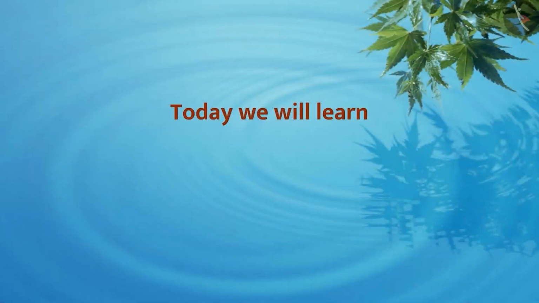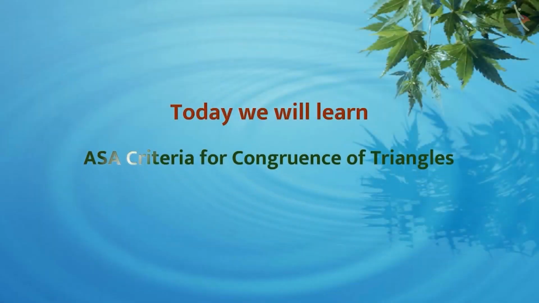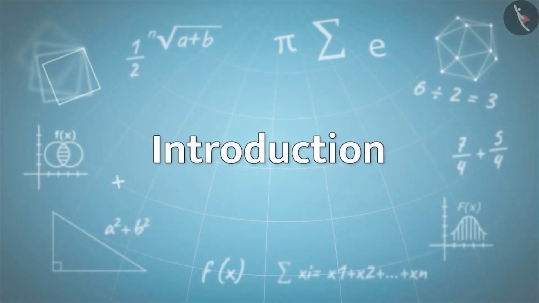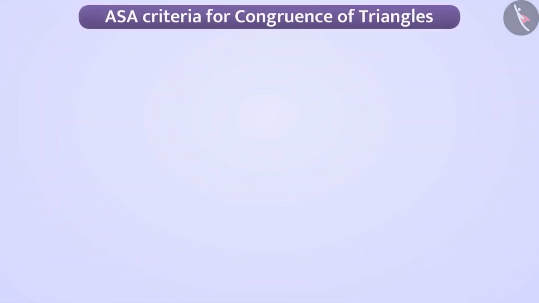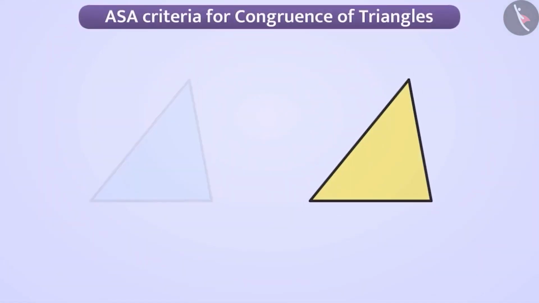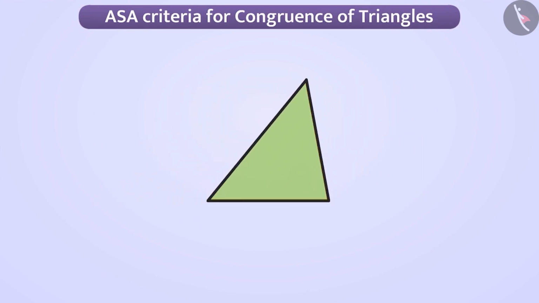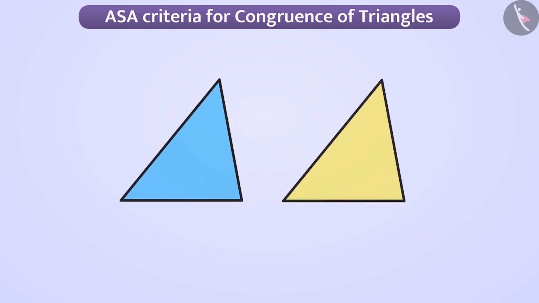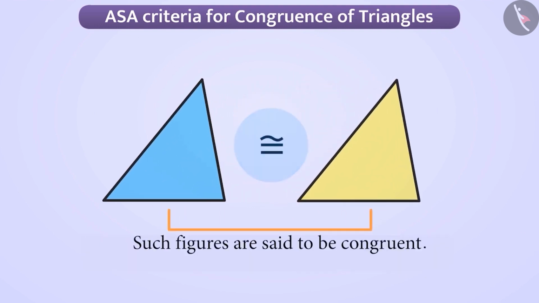Today we will learn about the ASA criteria for congruence of triangles. You know by now that when one figure is placed over the other in such a way that it covers the other figure completely and exactly, it means that the two figures are of the same shape and the same size, and such figures are said to be congruent.